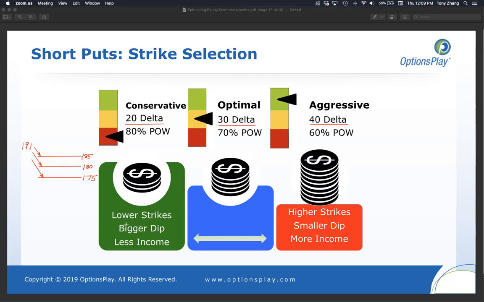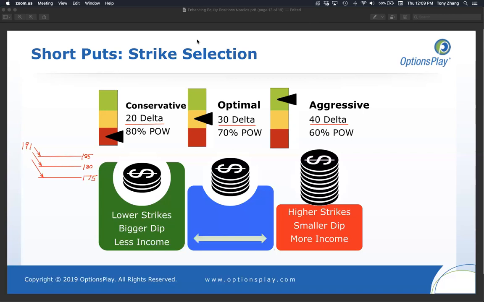So the conservative strikes are lower strikes, right? The stock needs to make a much bigger move before I own the stock, a much bigger dip. In exchange for that, I'm going to get less income. The more aggressive strikes, these are higher strikes, the 185 strikes. These require a smaller dip in the stock before I own the stock, and they generate more income.